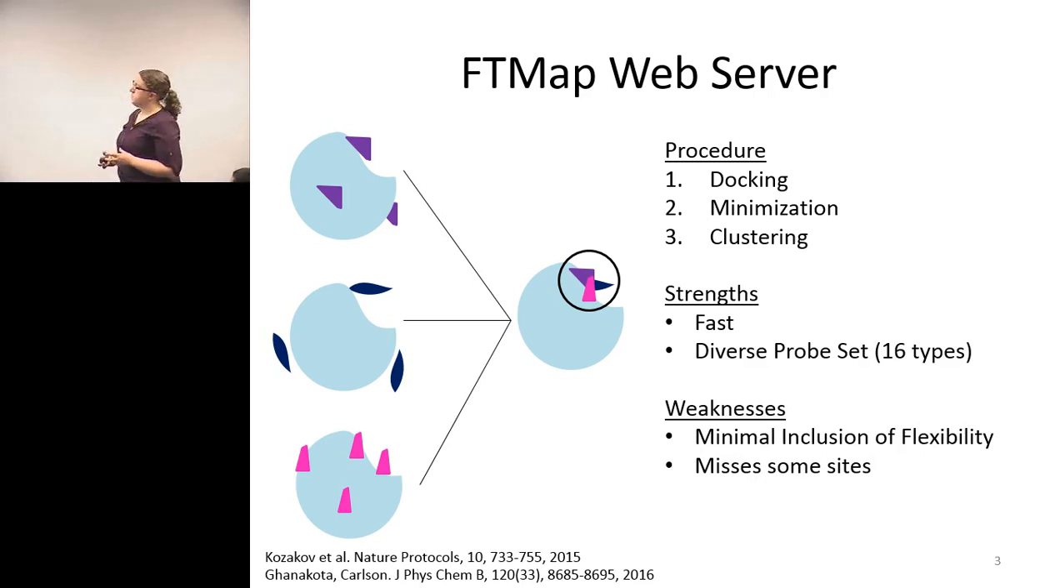The reason they do clustering is that some initial crystallography studies found that regions on the protein surface that bind multiple small molecule probes correspond to what are called hotspots. These are regions that contribute highly to the interactions between proteins and ligands. So from this, you can identify binding sites.